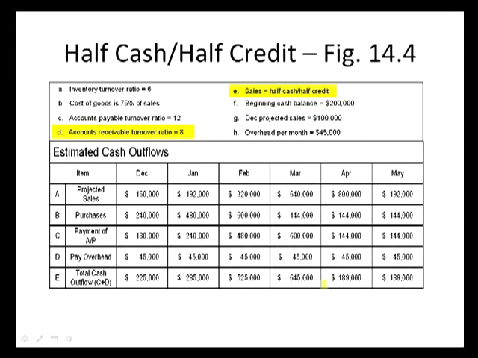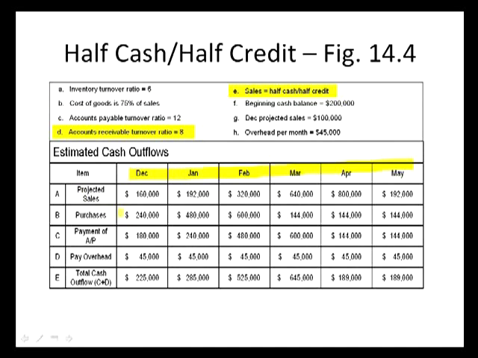Let's start with the cash outflows as we see them in Figure 14.4. In the first row, we can enter the projected sales for each month using numbers from our marketing plan. To fill in the second row, we need two pieces of information that come from the assumptions at the top of the table: the inventory turnover ratio and the cost of goods percentage. In this case, the turnover ratio for inventory is 6. Items entering inventory normally stay there for 2 months. 360 days divided by 6, 60 days, 2 months before they're sold.